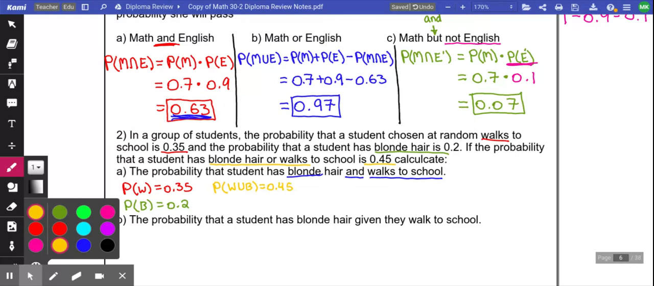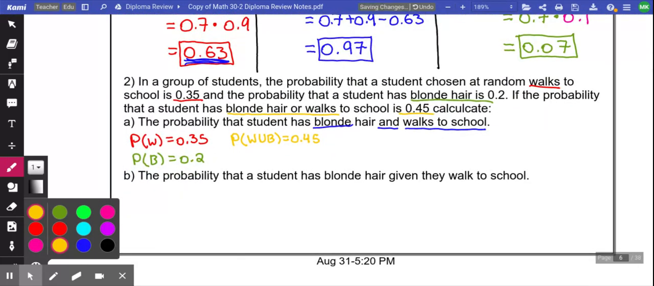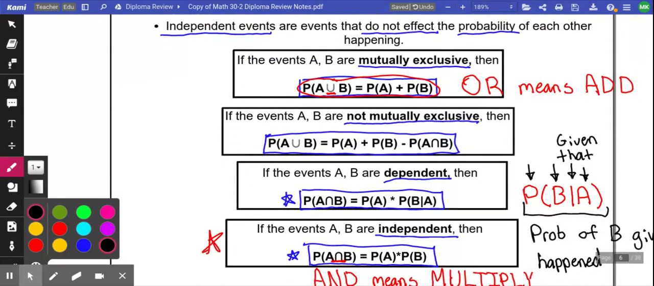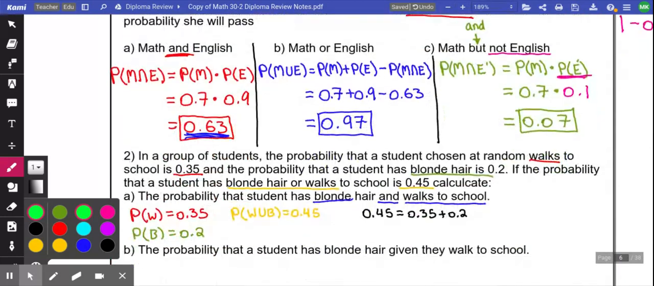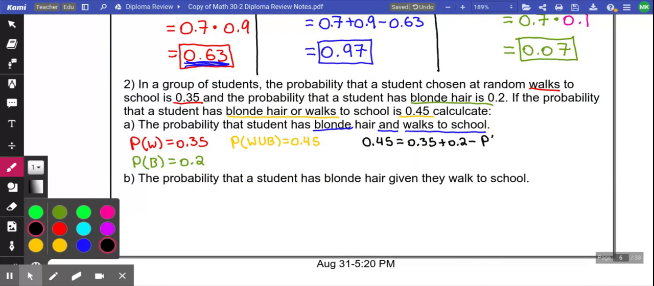Now, if these events were mutually exclusive, then adding those two numbers together, the probability of walking plus the probability of blonde hair, should equal the probability of walking or blonde hair. But it doesn't. If you were to try the formula, you would get 0.45, that's the probability of walking or blonde hair, equals 0.35 plus 0.2, and it doesn't work out. The reason it doesn't work out is because these events are not mutually exclusive, which means you need to do this part of the formula, which will be our probability of walking and blonde hair.